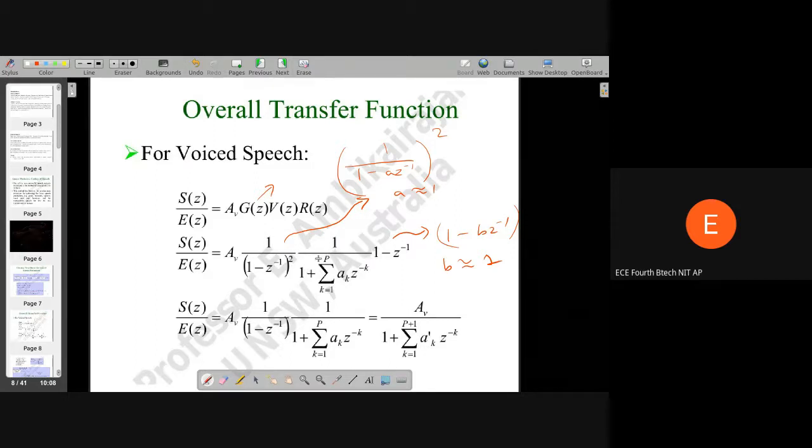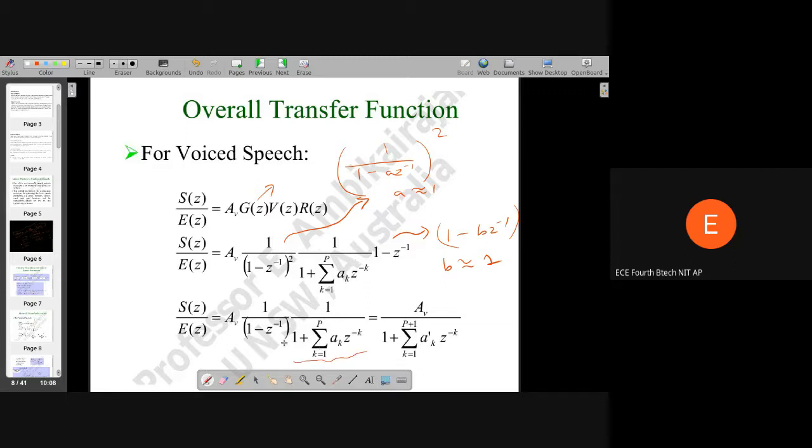The vocal tract system is resonators, so you have pairs of complex conjugate poles, generally near the unit circle. And the closer you are to the unit circle, the stronger the resonance. The farther you are, the weaker the resonance. And then you can express that in polynomial form.